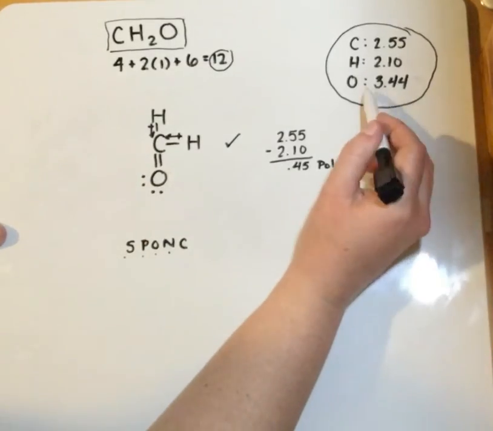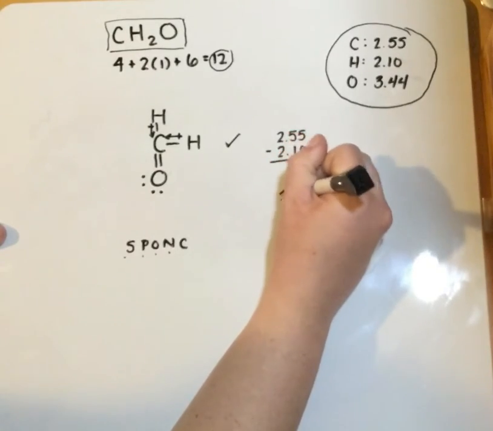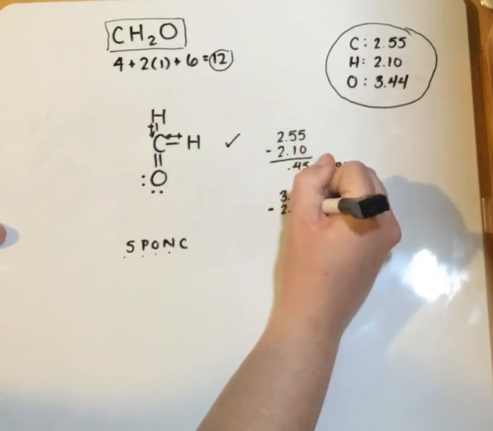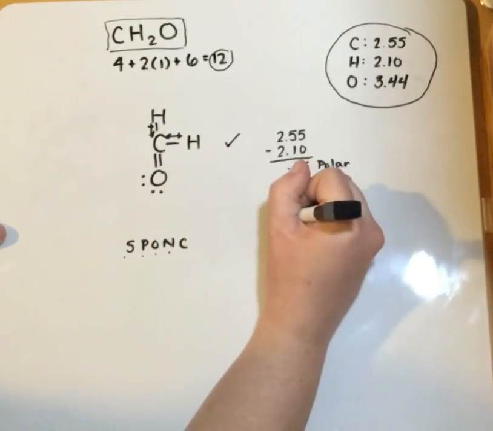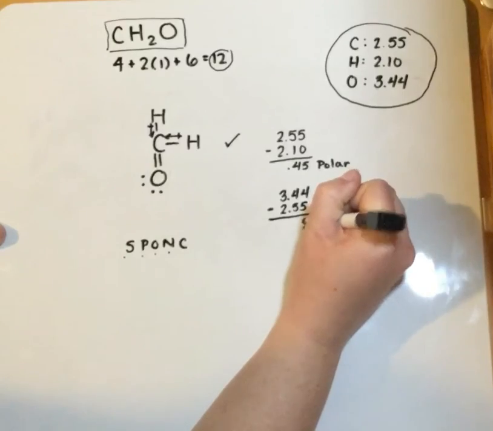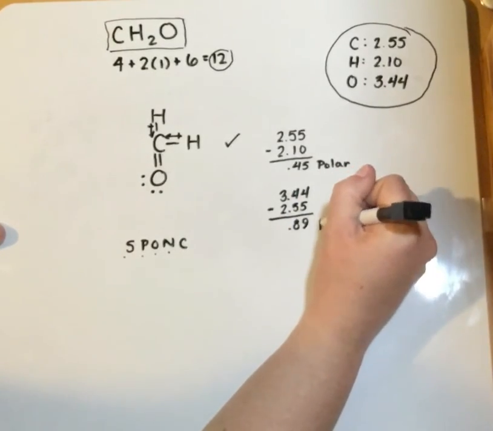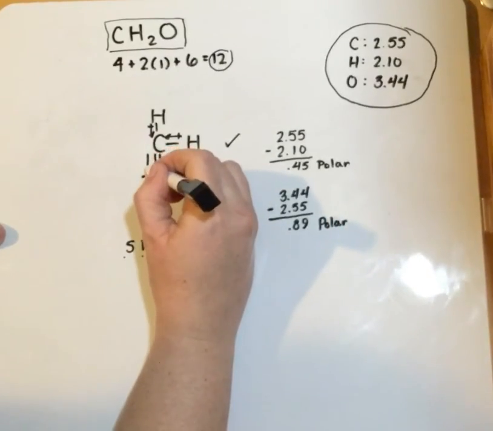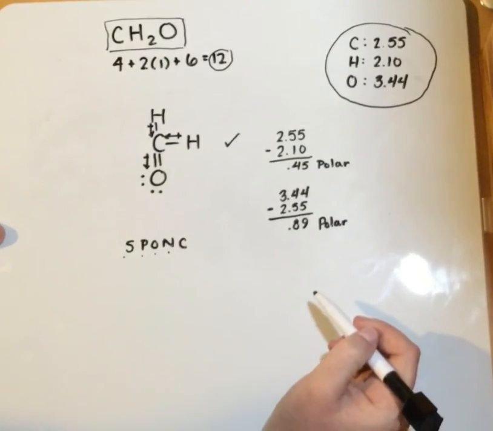And then we look at oxygen, 3.44 minus 2.55. Again, the 2 atoms involved in the bond, carbon and oxygen. Difference of, well, if I can math correctly, I think that's 0.89. That is also a polar bond. This time it's pointing out away from the center atom because oxygen is more electronegative than carbon.